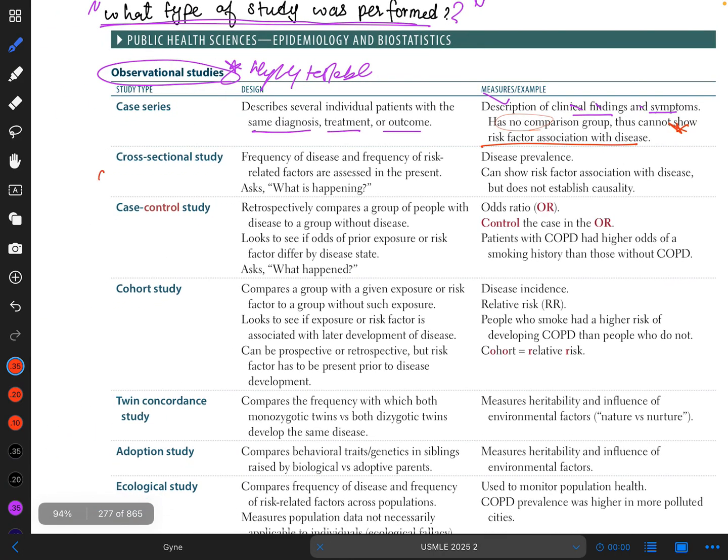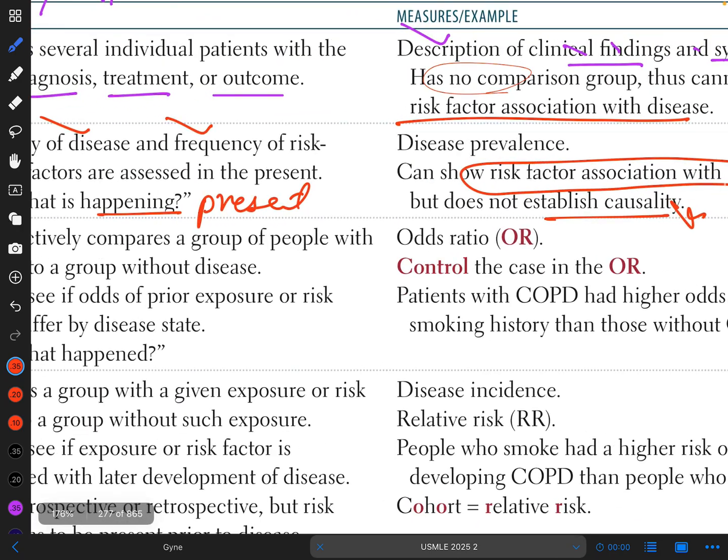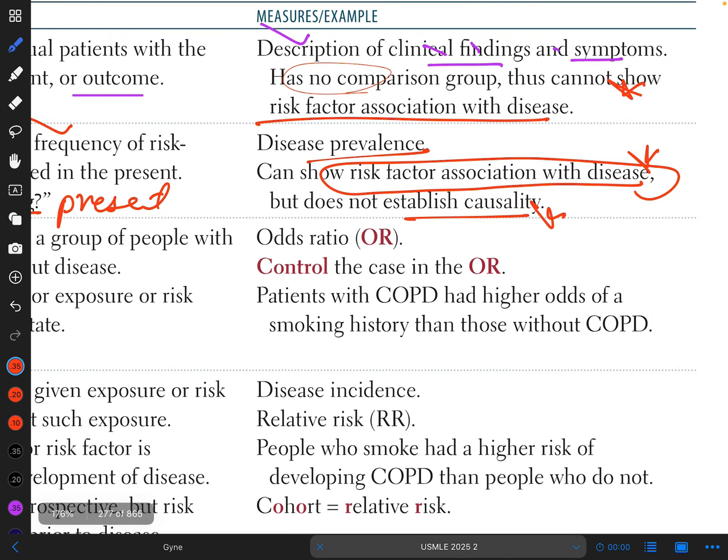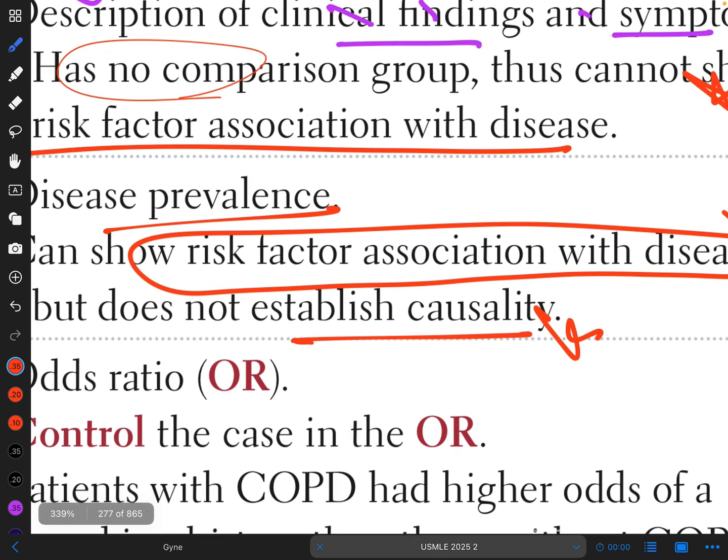A cross-sectional study is purely observational, and it asks what is happening at this exact point in time. Because it takes place in the present time, it collects data from a group of people to assess the frequency of disease and the related risk factors at a particular point in time. It is a snapshot study design. In other words, it gathers data about exposures and outcomes simultaneously. While it can show risk factor associations with disease, it does not establish causality. The characteristic measure for cross-sectional studies is disease prevalence.